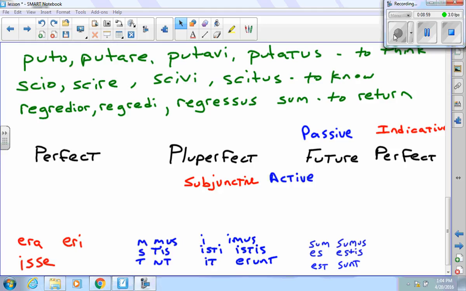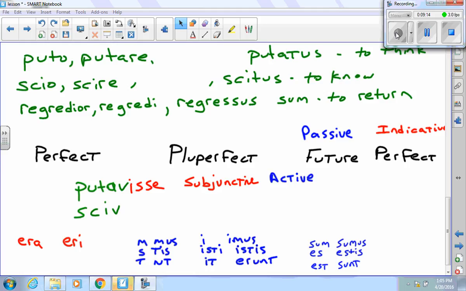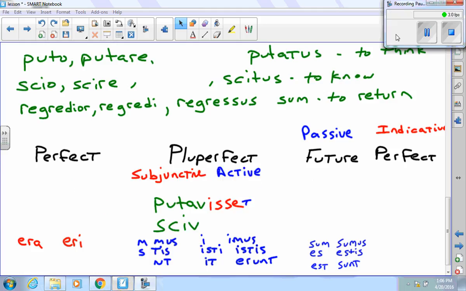Well, to make something subjunctive, I'm still going to start off with these two guys right here. So I'm going to start off with those. I'm going to take off those I's, leave me with putav and skiv. I need to make it an infinitive first. Putavisse. This right here will give me the perfect infinitive. Once I have the infinitive, I add the T. That gives me my pluperfect subjunctive. So it should look like that. And if I want scivisse to do it, scivisset, same thing.